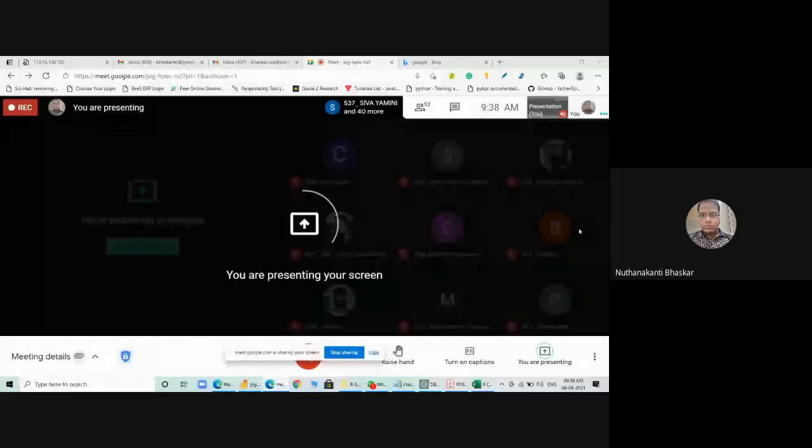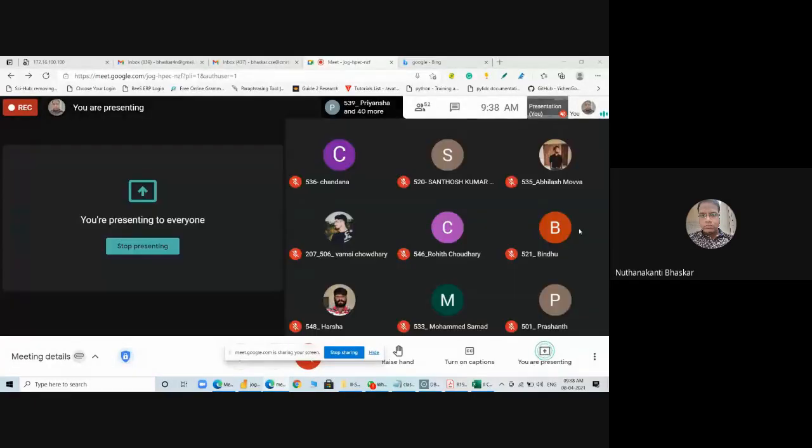Can you tell me whether any application will run without an operating system on a machine? Is there any chance of running an application without an operating system? Is it possible? Hello? Is it possible to run any application without an operating system on the machine? No, sir, not possible.